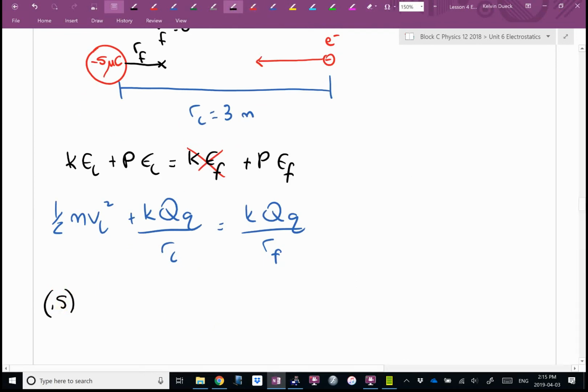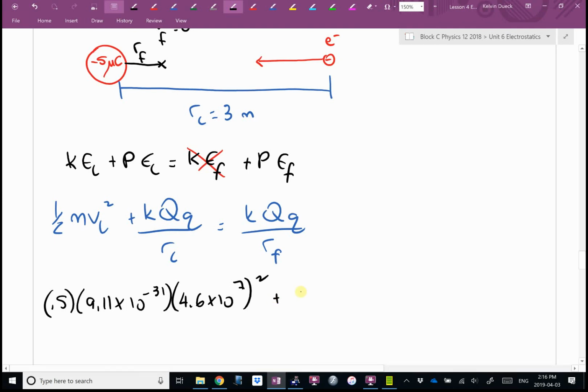m. It's an electron, 9.11 times 10 to the negative 31. V initial, I've scrolled down. I think it was 10 to the 7th, but I can't remember the what. 4.6 times 10 to the 7th. Don't forget the squared. It's amazing how often kids are so proud. They've come so far, they're writing everything out, and they forget the squared.